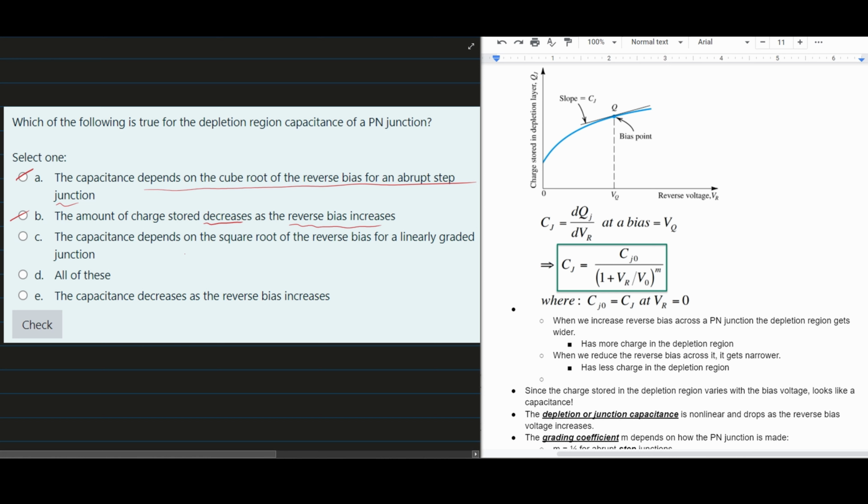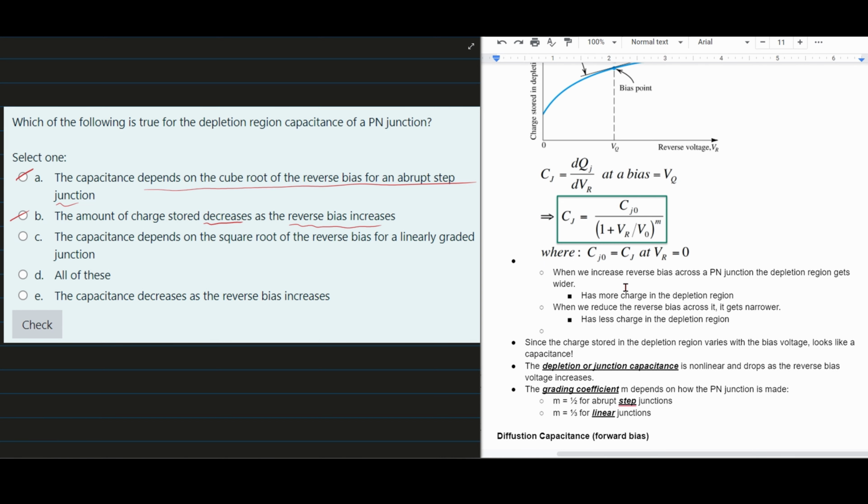Next we have the capacitance depends on the square root of the reverse bias for a linearly graded junction. When we look at this, we do not have a square root for our reverse bias in any of our functions for the junction inside of here. This is false. So obviously it's not all of these.